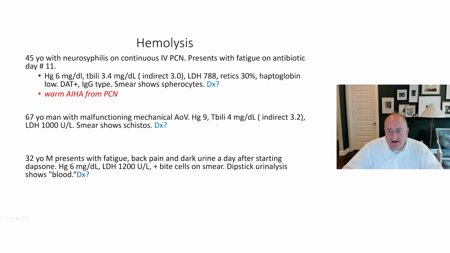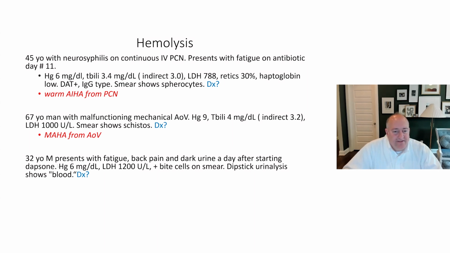Next case is a patient with a malfunctioning aortic valve. It's a mechanical valve. They also have anemia. They have hemolysis labs, with indirect hyperbilirubinemia, high LDH, and they have schistocytes. So whenever you see hemolysis plus schistocytes, that's a microangiopathic hemolytic anemia. In this case, it's from the aortic valve. The red cells are passing through and being sheared, forming schistocytes.